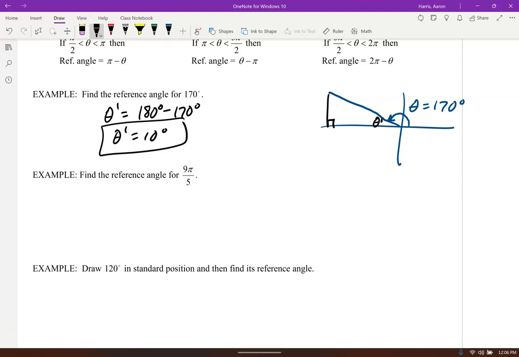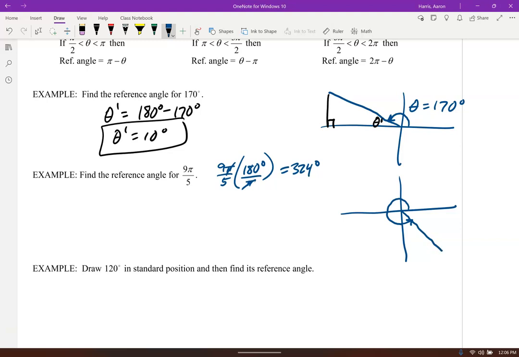9 pi over 5. If you're not sure where this is, just convert it. Let's see, 180 divided by 5 gives you 36. 36 times 9 is 324. So this is 324 degrees. Okay, so I'm going to draw that in. Here's 90, 180 is halfway, 270 is right there. So I've got to go past that into the 324 degree range. So here's my 9 pi fifths.